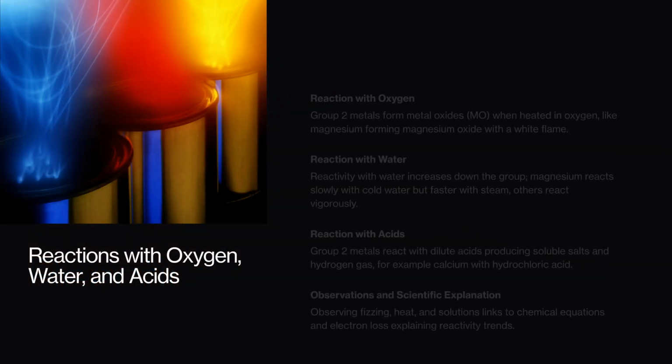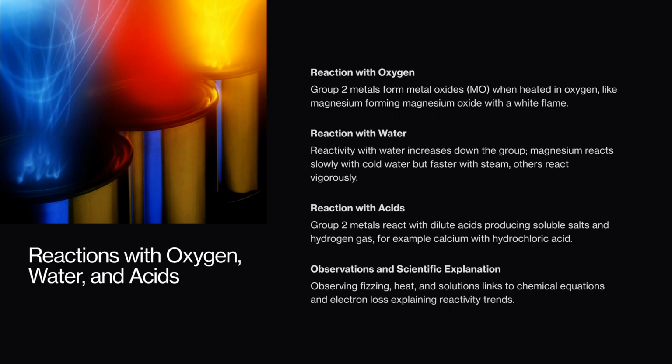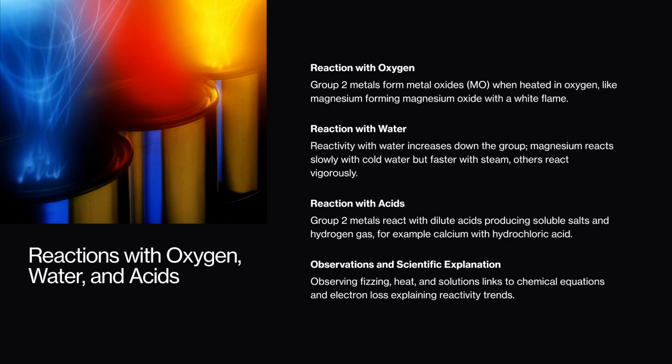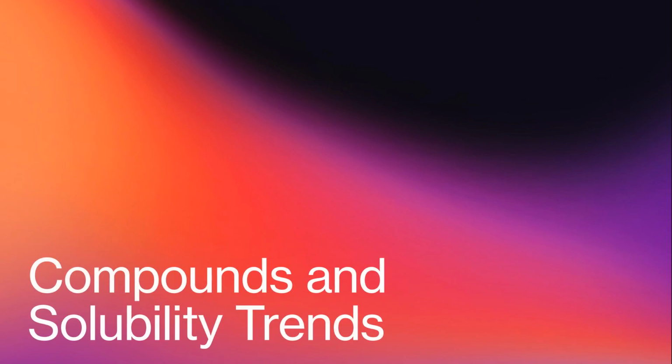When heated in oxygen, Group 2 metals form metal oxides with the general formula MO. For example, magnesium burns with a bright white flame to form magnesium oxide. These oxides are basic and react with acids to form salts and water. Reactions with water demonstrate increasing reactivity down the group. Magnesium reacts very slowly with cold water but more readily with steam to form magnesium oxide and hydrogen. Calcium, strontium, and barium react with cold water to produce the metal hydroxide and hydrogen gas, with increasing vigor down the group.